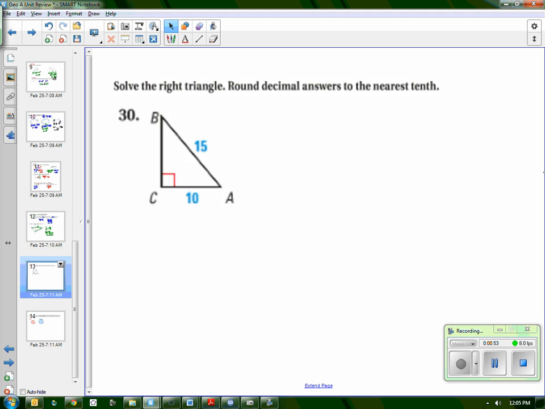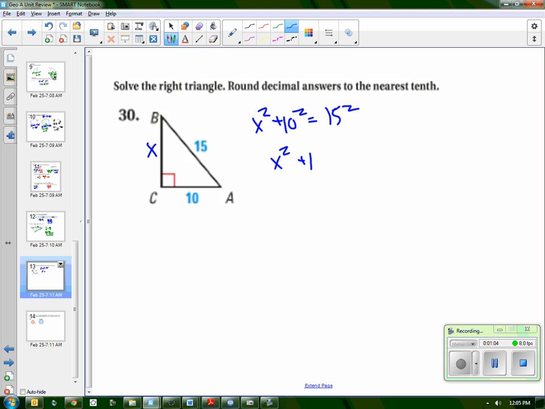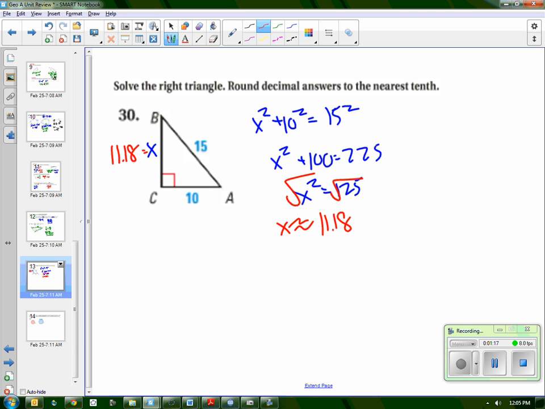What do we got? Solve the right triangle. Ooh, trigonometry. Nice. Let's call this guy x. So I would do x squared plus 10 squared equals 15 squared. X squared plus 100 equals 225. X squared equals 125. Square root both sides. That's going to be about 11.18. So this side I don't really need trig because it's Pythagorean theorem.